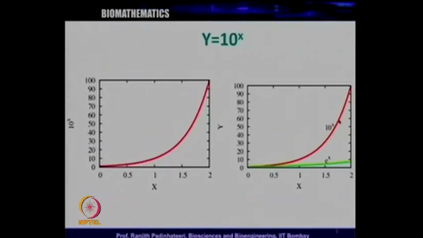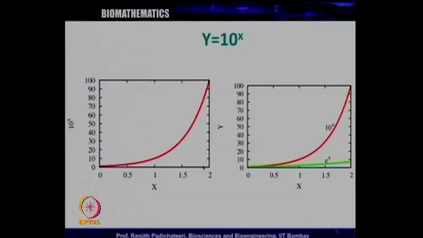If you look at this, you can see that e power x grows slower compared to 10 power x. 10 power x grows faster than e power x. This information will be useful at some point, but just to understand, if you plot 10 power x, it is an exponential function, it increases very fast, and we will come back and see why this is important.